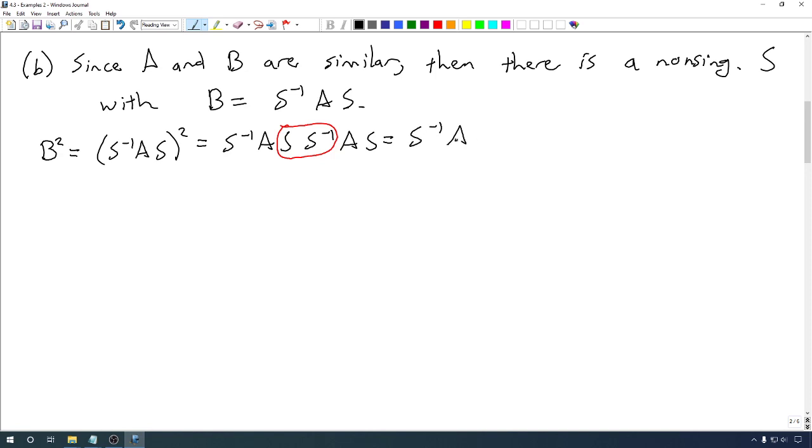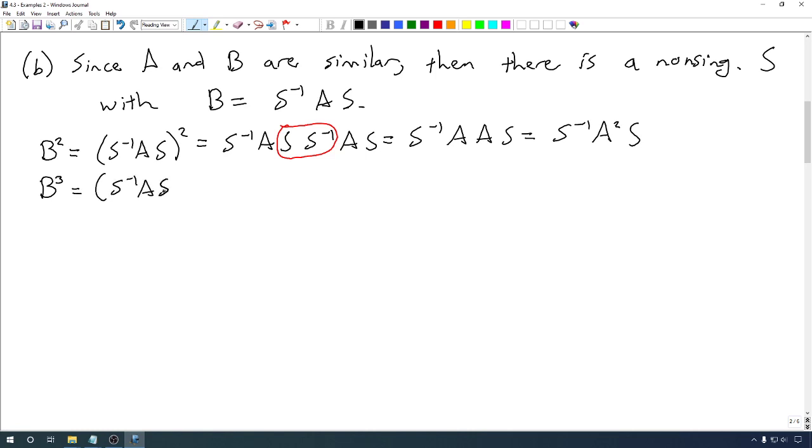And so it just kind of goes away. We get an S inverse A times S, but of course A times A is just A squared. So we actually do have the correct formula here already. B squared is similar to A squared, and we're using exactly the same S. Now, is that always going to be true? Let's look at B cubed.